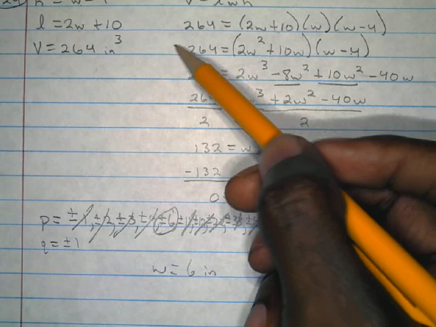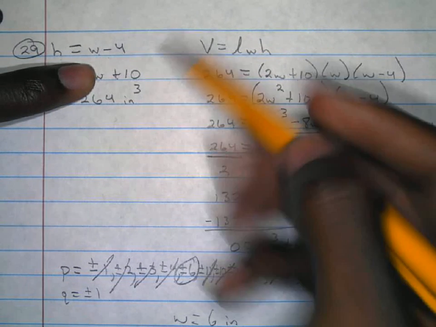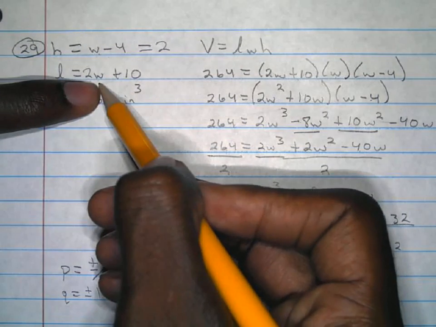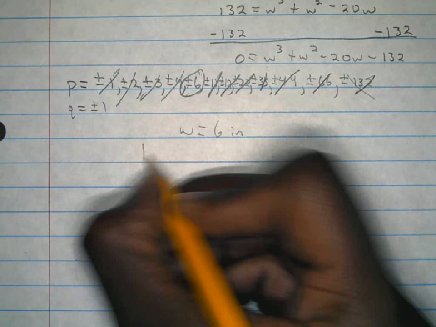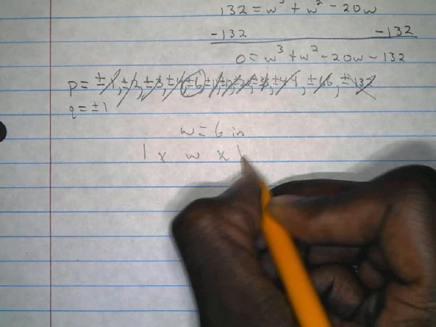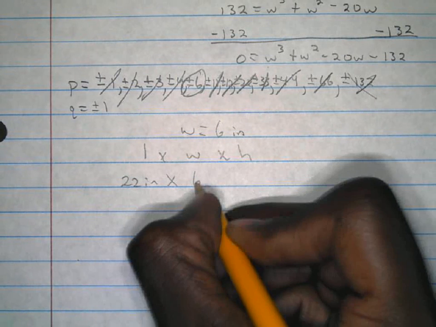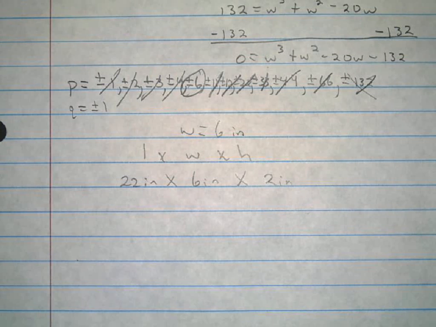Now watch this. If the width is 6 inches, that means the height from above is now 6 minus 4. We now know the height is equal to 2. And we know the length is 2 times 6, 12 plus 10 equals 22. So we have the length. Let's come to the bottom. The length times width times height is 22 inches by 6 inches by 2 inches.